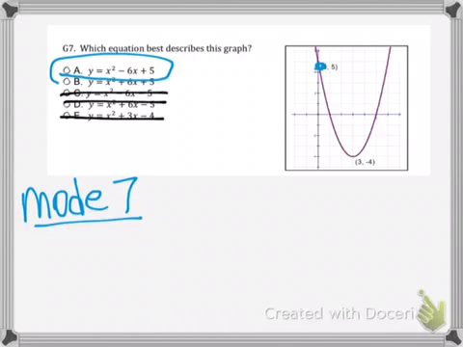So now the only two choices I have between are A and B, and the easiest way to do that is to put the equations in mode 7 and find the tables and see which tables give you the same ordered pairs that are graphed here.